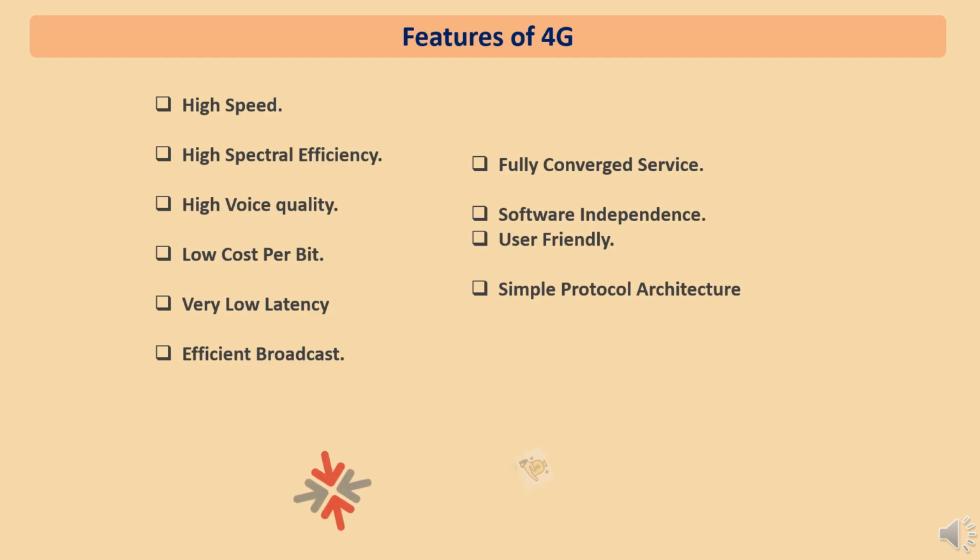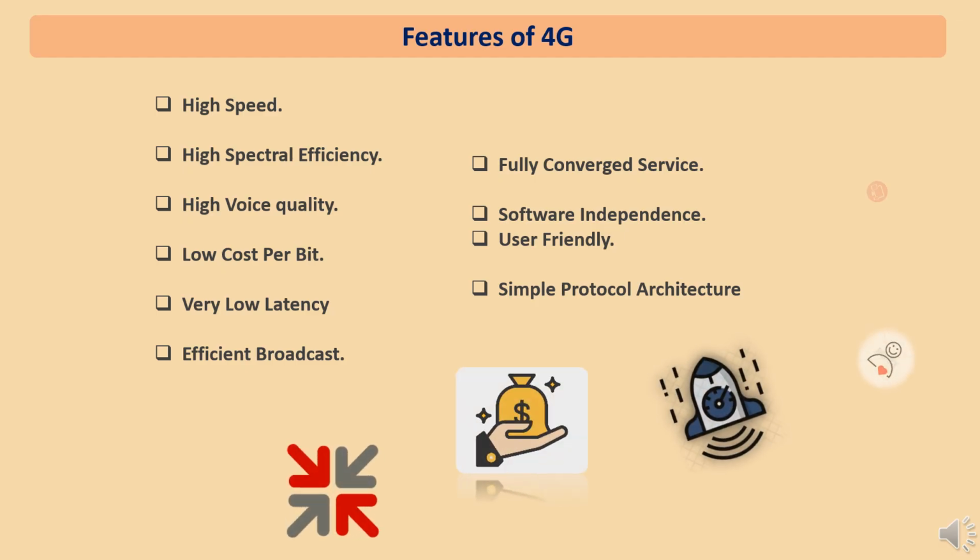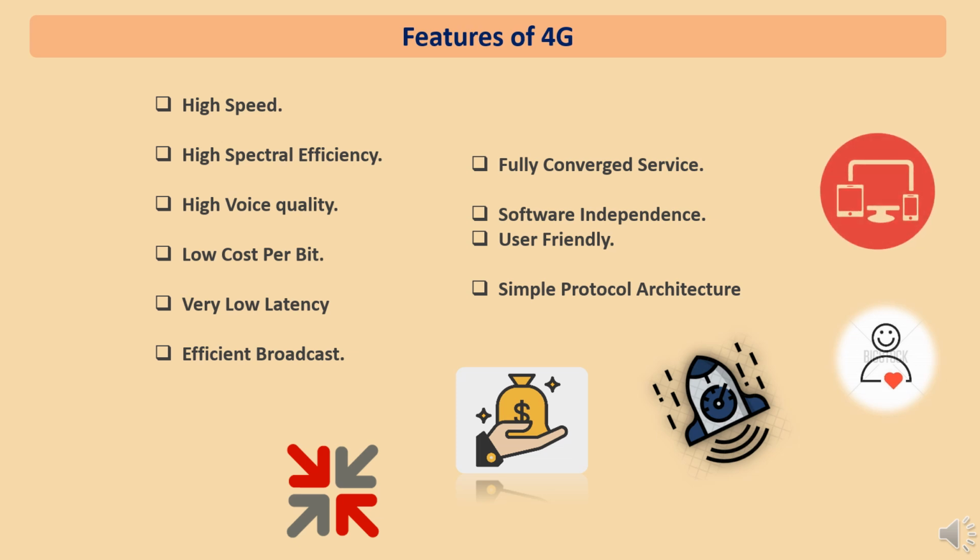Here are some standout features that make 4G powerful. Fully converged services. Supports internet, voice, and multimedia on a single network. Software-based upgrades. Easy to adapt and scale without replacing all hardware. Simple protocol architecture. Reduces latency and improves performance. High spectral efficiency. Uses radio spectrum more effectively, increasing capacity.